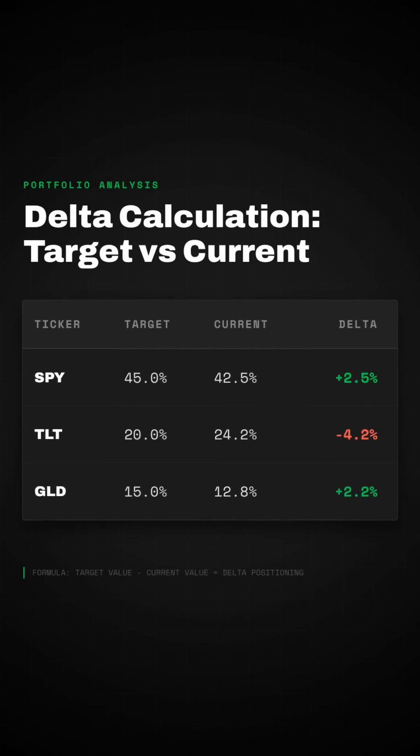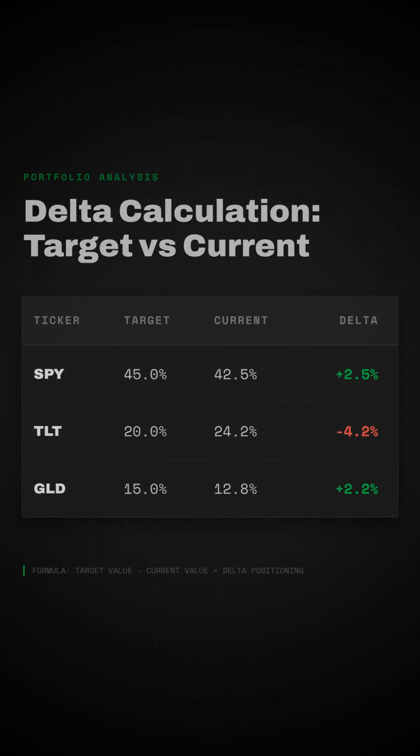A positive delta means you are underweight and need to buy. A negative delta means you are overweight and need to sell. Automating this step eliminates the gut feeling that often leads to poor trading decisions.